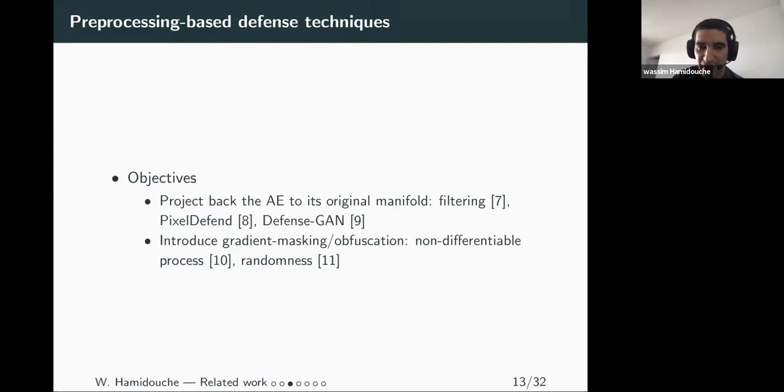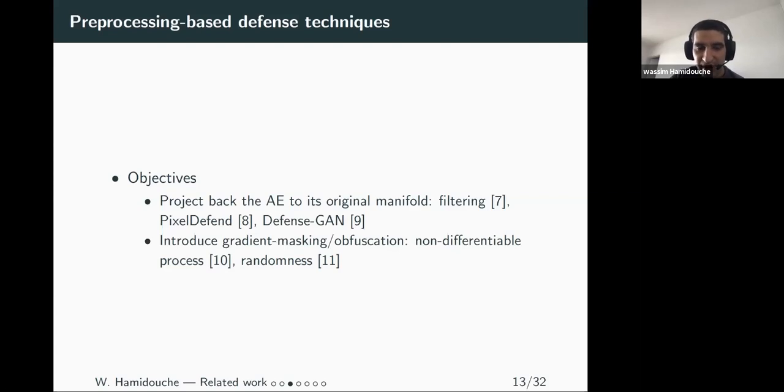Here we can use some generative adversarial network that projects the adversarial example back to its original distribution. So it's based mainly on the distribution, to project the distribution of the adversarial example back to the clean distribution.